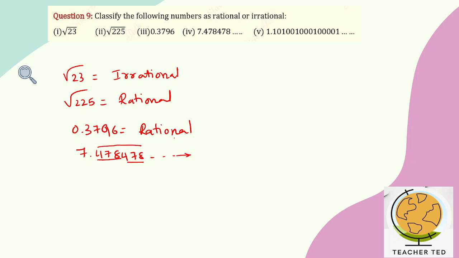We know the property of rational numbers: either it terminates, or it doesn't terminate but the expansion is repeating, then the number is rational only. So this is rational. The last problem is 1.101001000 1, etc. Since there are no repeating terms here and no terminating values here, you can directly say it is an irrational number. I hope all of you understood this question.